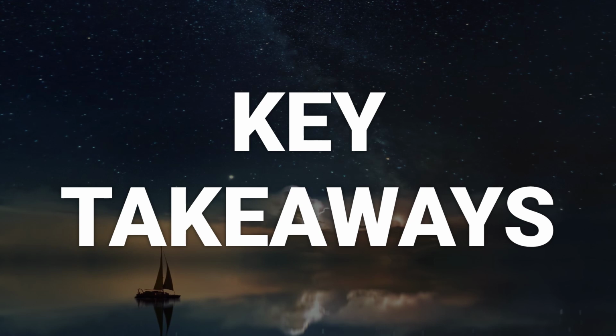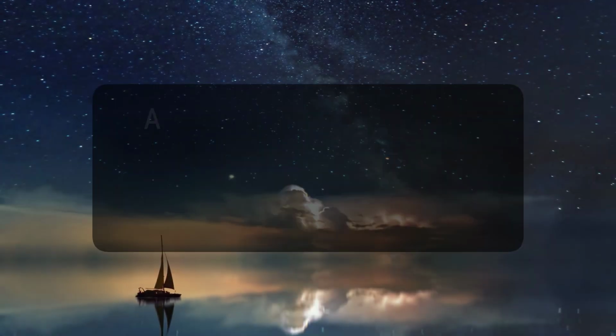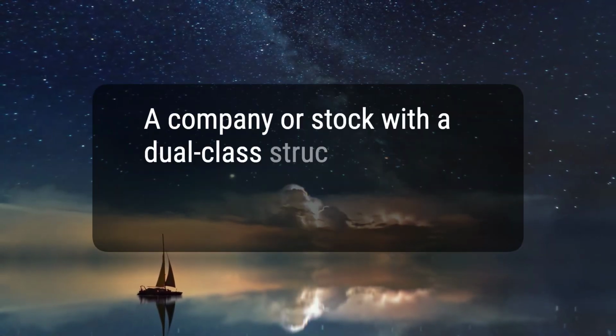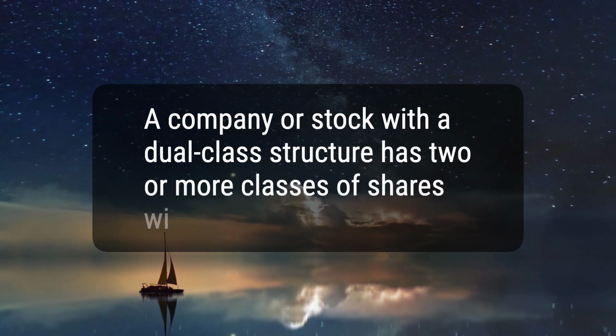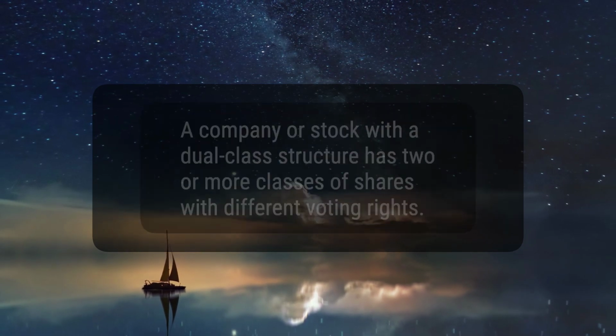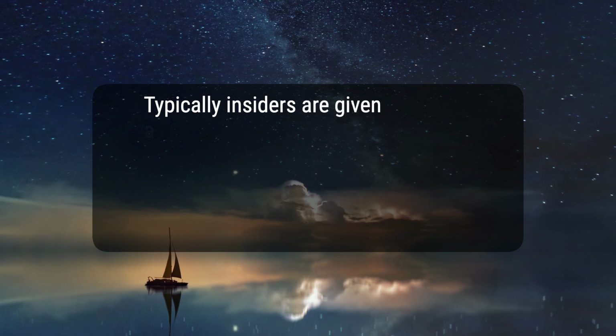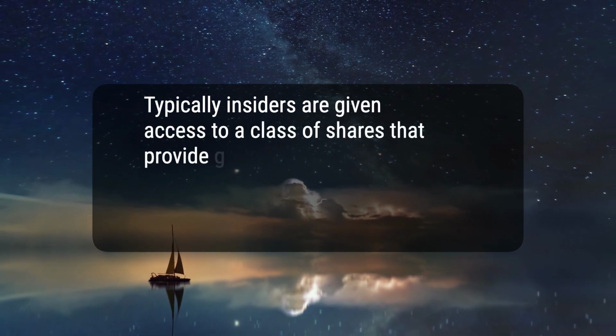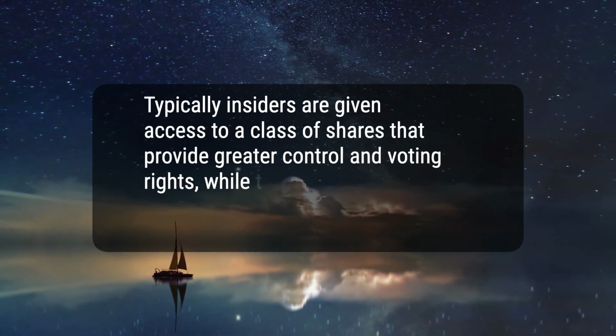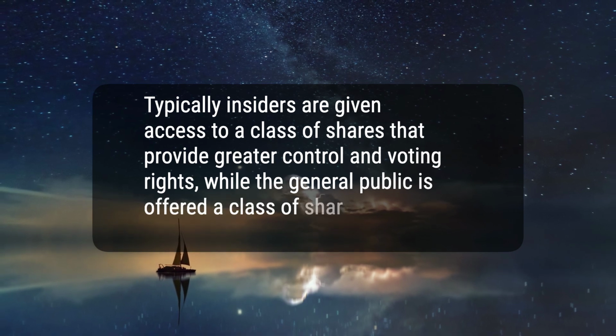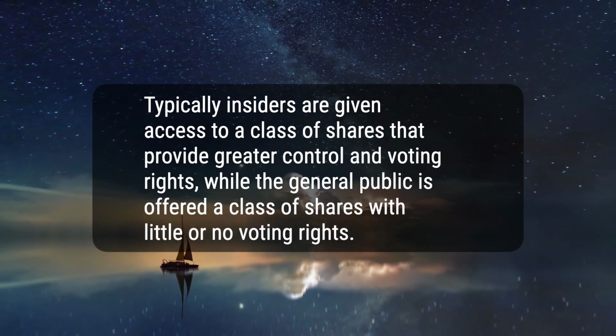Here are 4 key takeaways. 1. A company or stock with a dual-class structure has two or more classes of shares with different voting rights. 2. Typically insiders are given access to a class of shares that provide greater control and voting rights, while the general public is offered a class of shares with little or no voting rights.